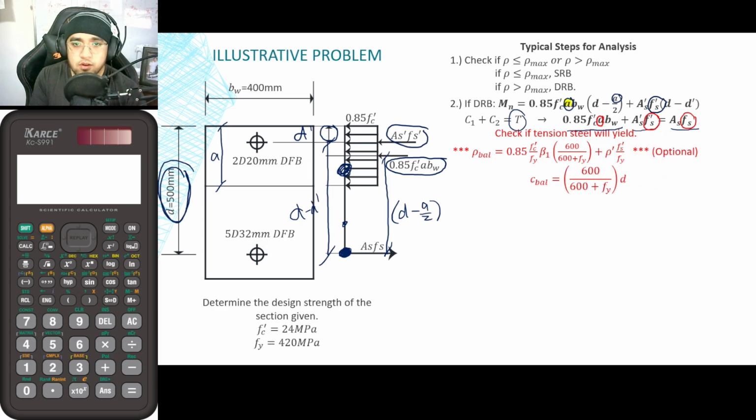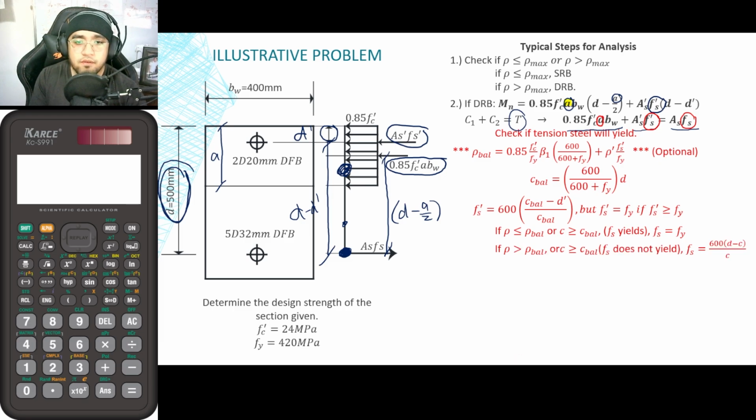Then, of course, in order for you to solve for this particular value, you must know the value of c balanced and fs prime. So these are the equations that you will make use of. Meaning, guys, that if the value of rho is less than rho balanced, the steel will yield. If the value of rho is greater than rho balanced, for example when there are plenty of steel rebars, it means that fs will not yield.